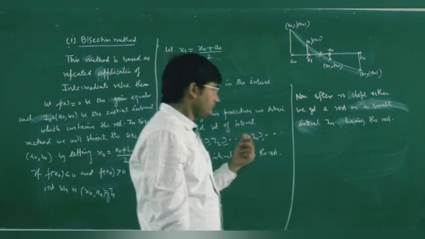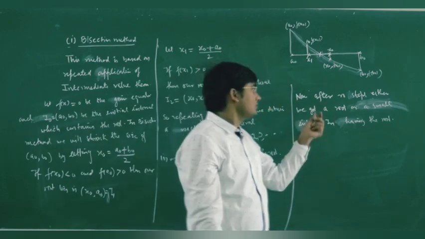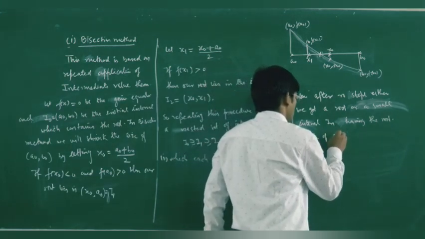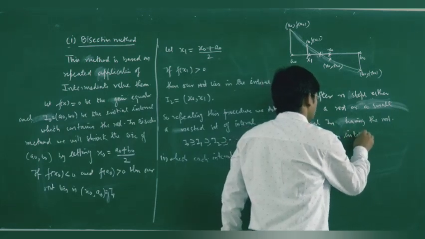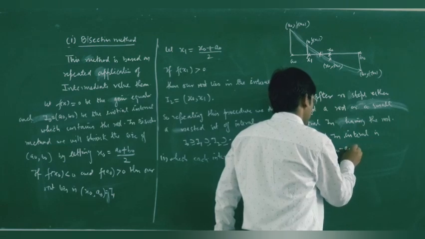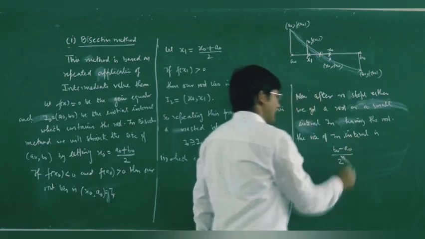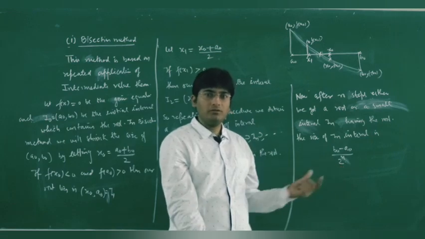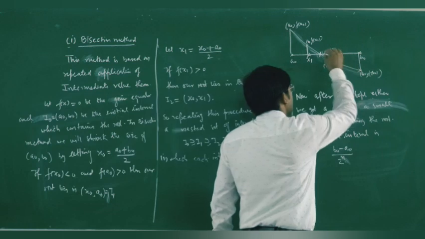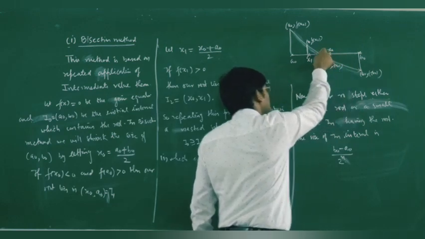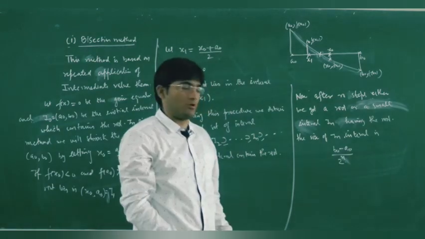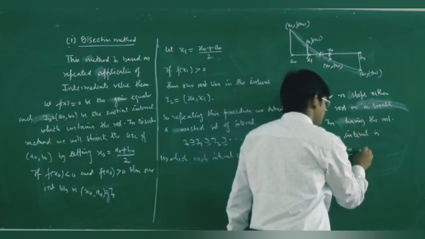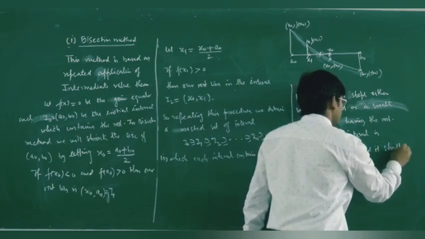So after n iterations, either we will get the exact root or a small interval having the root. Now the size of this interval In is b naught minus a naught upon 2 power n. Now it has to be very small, because if this interval is very small, then we can have the exact root and the error will be very small. So the size of the interval In is this one, and it should be very small.